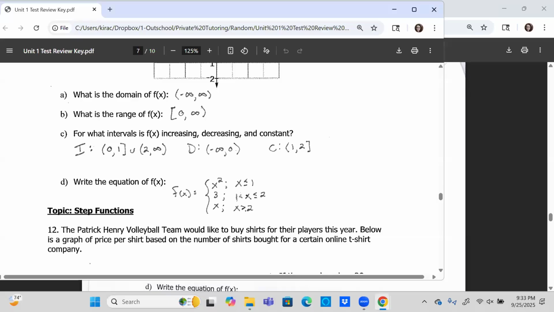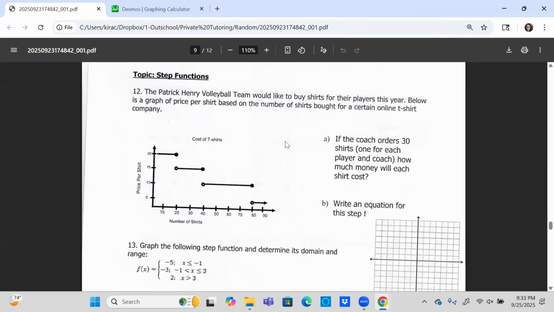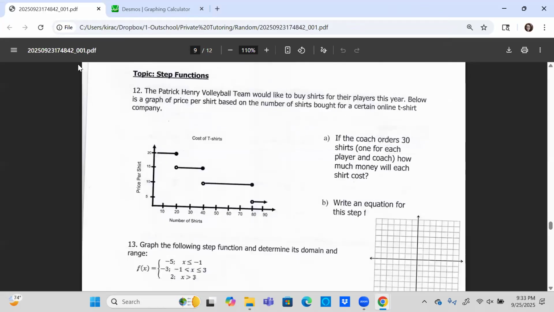All right, we're talking about step functions. Patrick Henry volleyball team would like to buy shirts. Here's the price per shirt. So if the coach orders 30 shirts, how much money will each shirt cost? So down here on the x-axis is shirts. We're going to get 30. There, so 15.